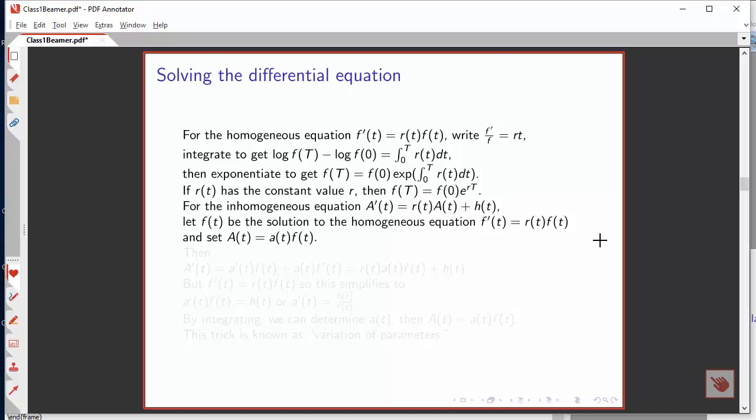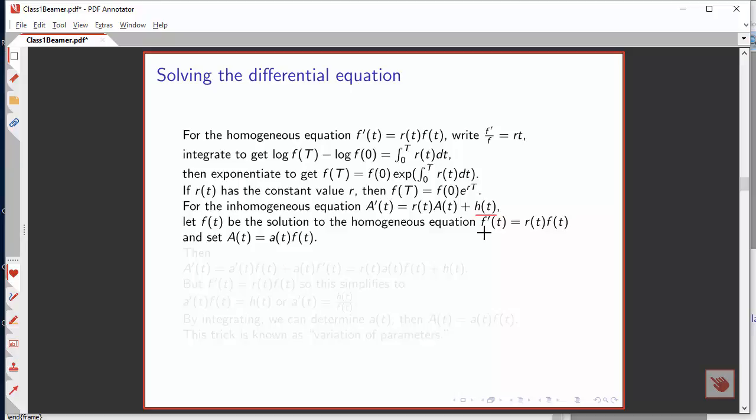Now let's tackle the slightly more complicated situation where we're making deposits and have an inhomogeneous equation. Inhomogeneous because we've got this extra term h of t representing the rate at which deposits are made that doesn't involve the balance capital A directly.